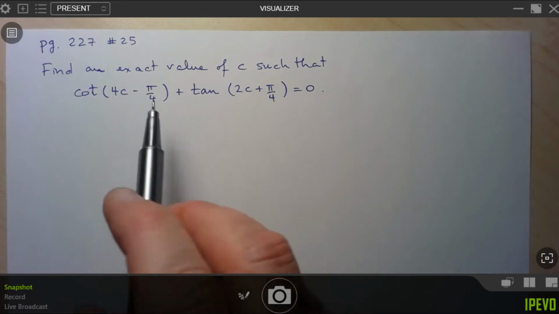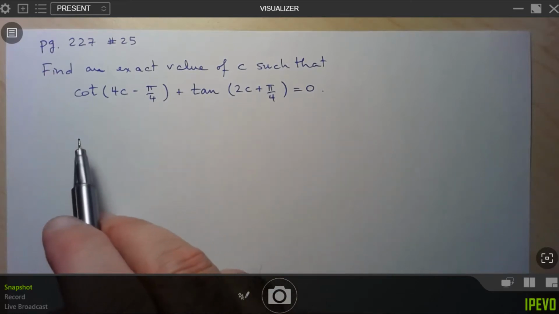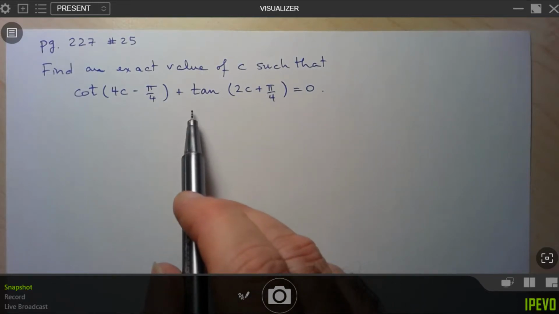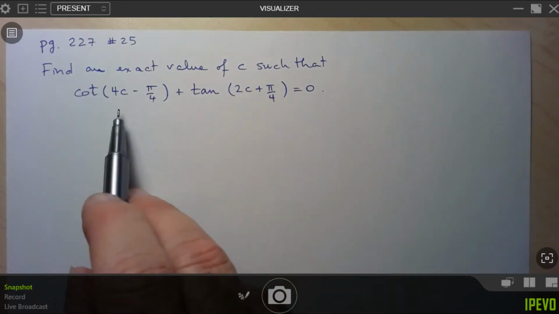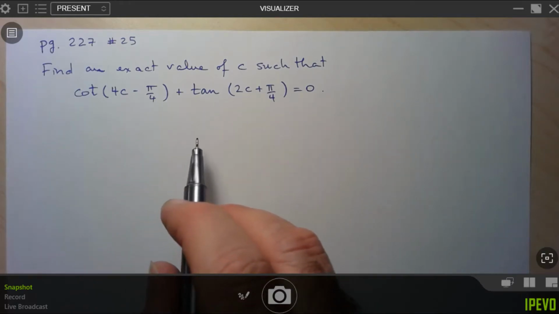Now, I'm not quite sure how I can really simplify this. I guess I could try to use compound angle formulas for tangent, and then this would be 1 over tangent. But it looks like I would get something extremely complex, something that's probably going to be very difficult to solve for the variable.